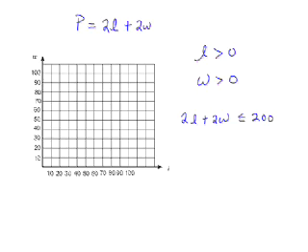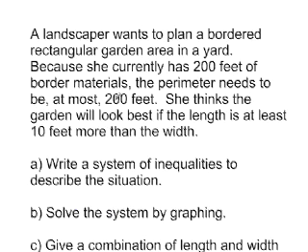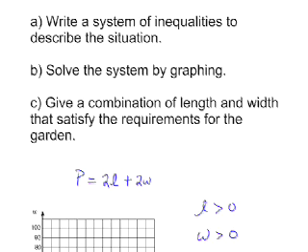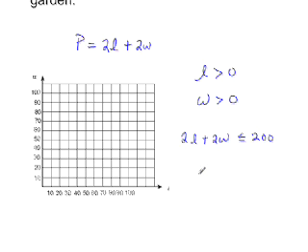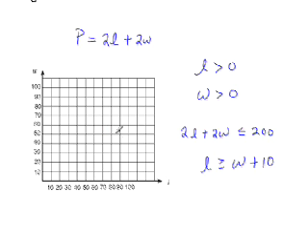We're also told in the problem that she thinks this would look best if the length is at least 10 more feet than the width. So length must be greater than or equal to 10 feet more than the width. So W plus 10, or our length is greater than or equal to our width plus 10 feet.